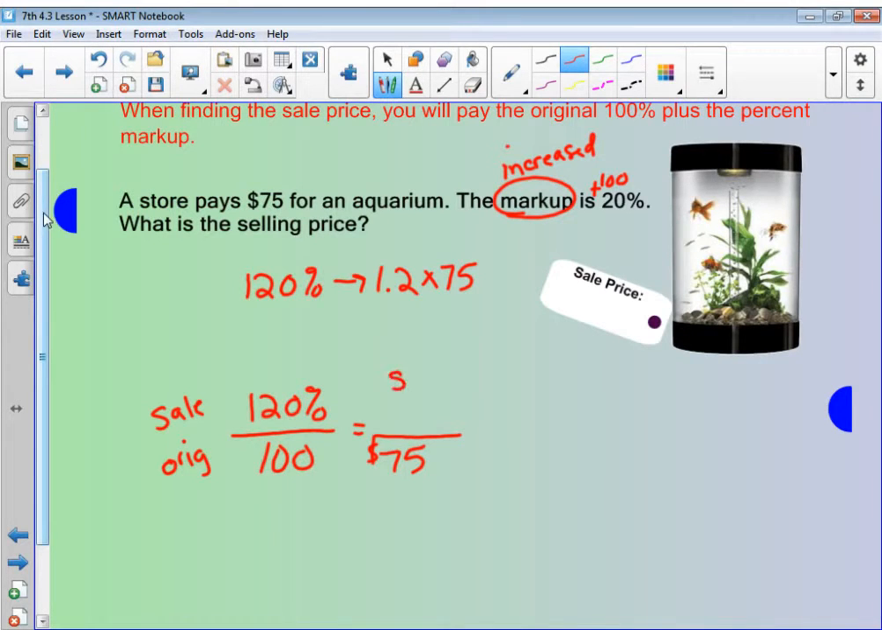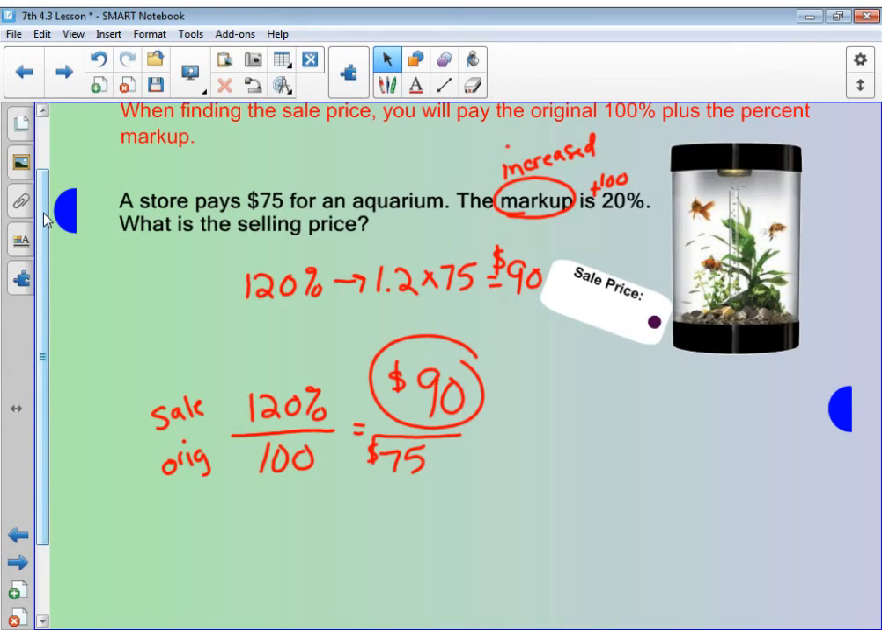You should have ended up with $90 off of either of these. Okay, and you have to decide what you're more comfortable with. Some of you might need that proportion to see it, and some of you might say, I don't need the proportion. I know to add the 100% and then change that to its decimal. You decide for you what you're more comfortable with. You can pick one of these scenarios to go through.